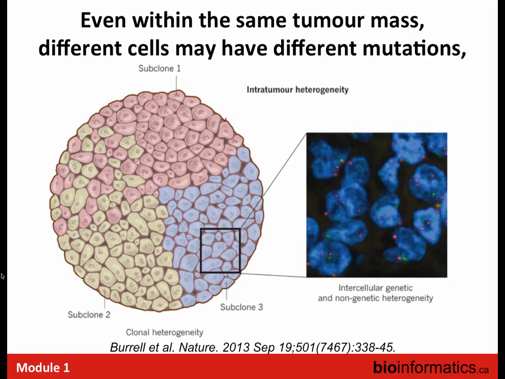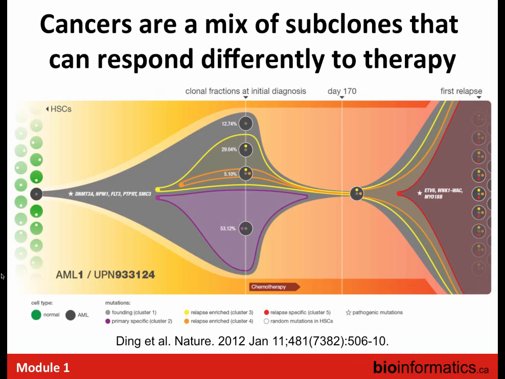This is very nicely described in this review here, but this ball really sums it up. A single large tumor mass, in this case with three different clones, a red, a yellow, and a blue. And this is particularly important as we start to look at and analyze these tumors over time.